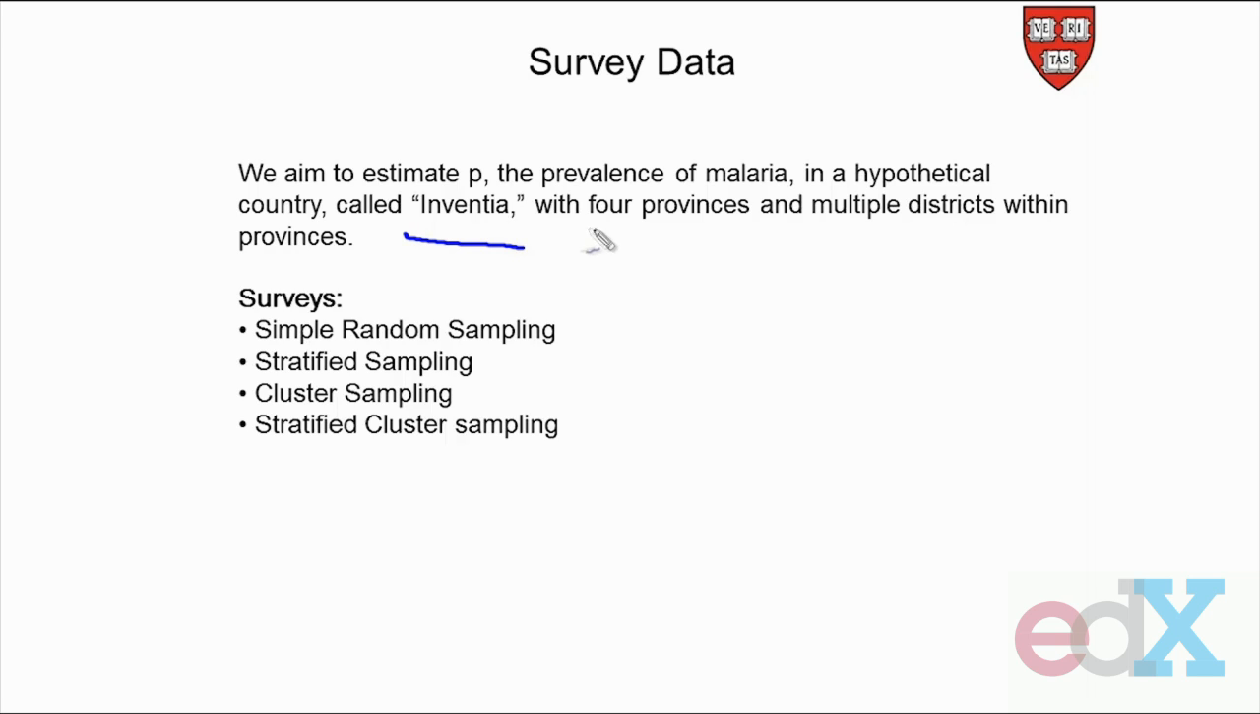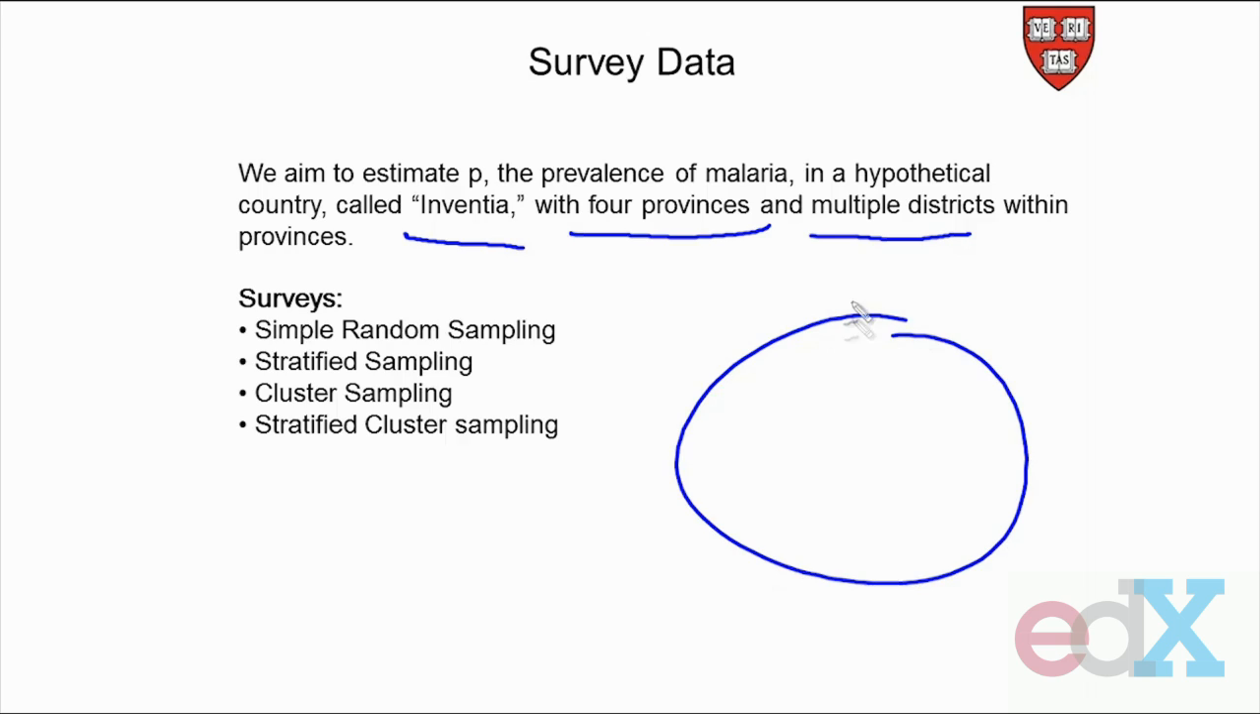Essentially, we came up with a country with 4 different provinces, and within provinces you've got multiple different districts. So you've got the country divided into 4, and then within each province you've got a bunch of different districts.